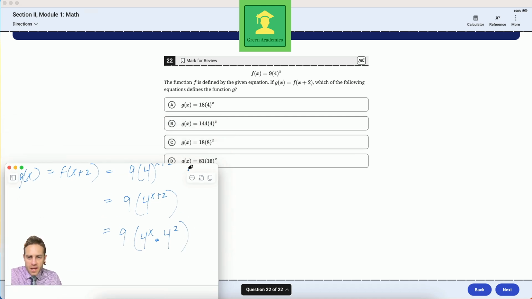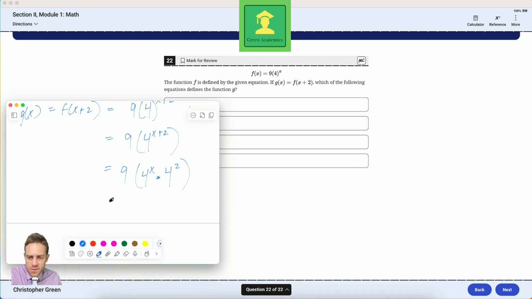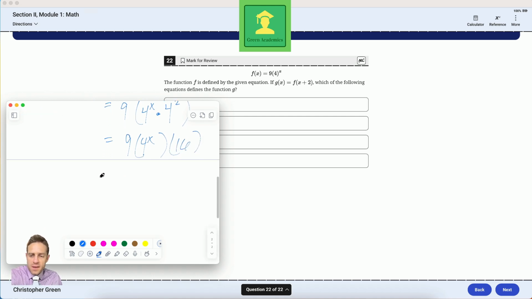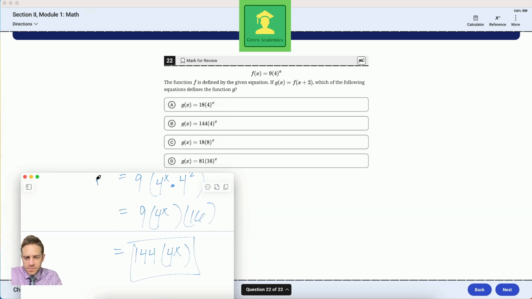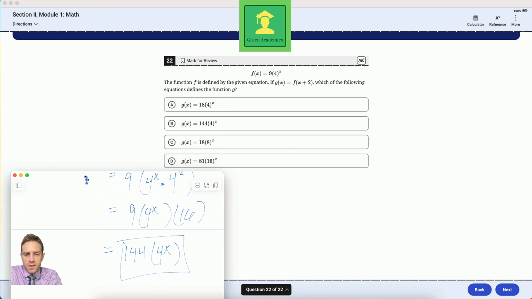And then from the answer choices, I think I see what they're doing, right? So this, because multiplication is commutative, you could have thought of this as this. And then the 9 and the 16 makes 144 out front. So I believe that this should be the answer. Yeah, 144 times quantity 4 to the x.